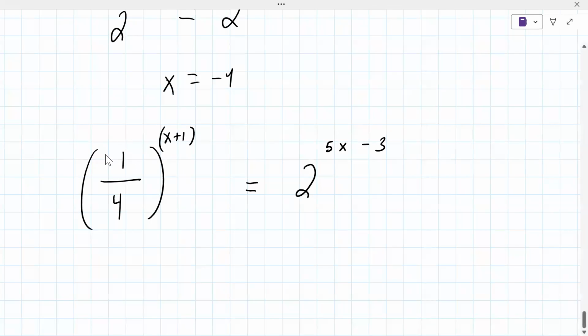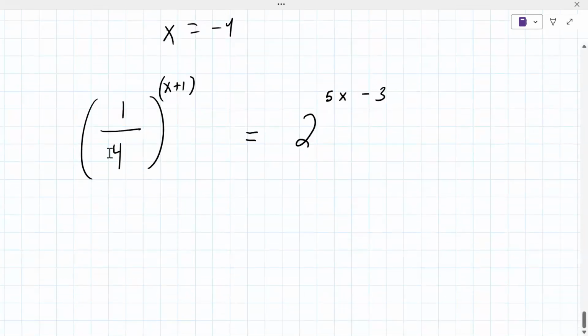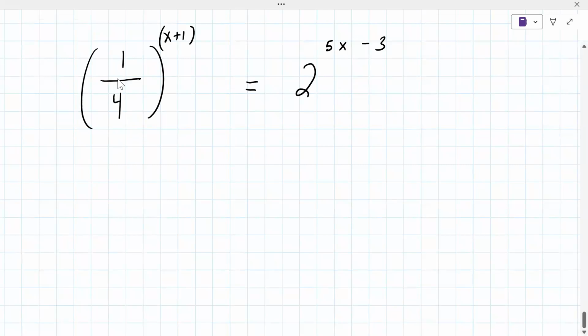Okay, so this time you're going to replace 1/4, just like you did in the previous problem, with 2 to the -2, but then you have to remember what to do with this exponent. Can you just multiply both of them? You just multiply the exponent by whatever the exponent is here, which is -2.